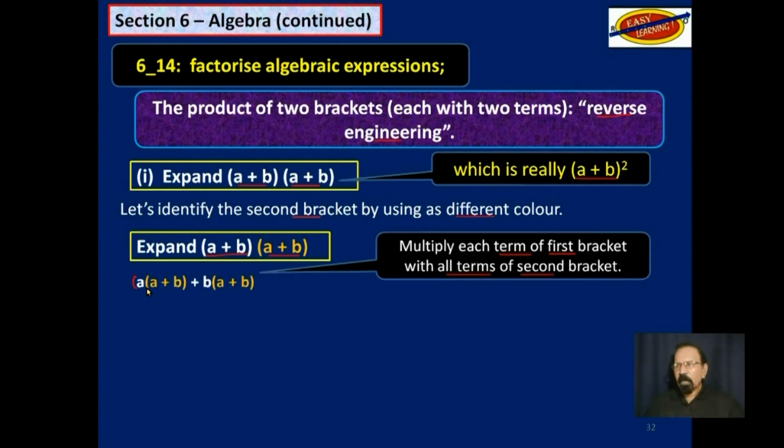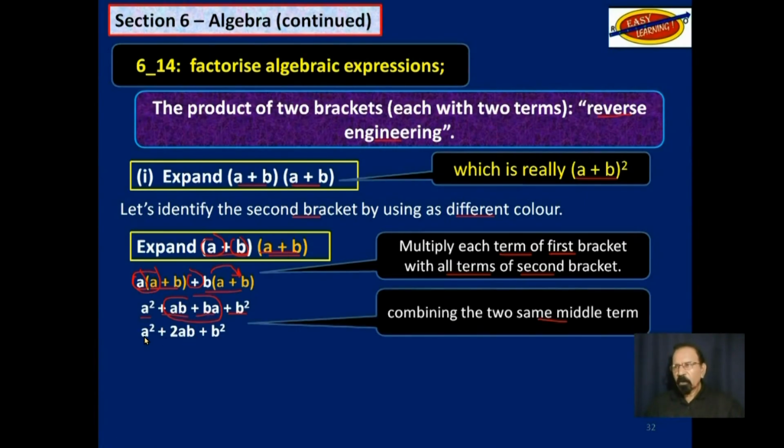So we get a, that's this a, multiplied by everything there, a plus b. And then we multiply b by everything there, which is this term. And there is a plus here. If we do that, we get a squared, that's this, plus ab, plus ba, plus b squared. We can combine those two terms in the middle there. And what do we get? We get a squared plus 2ab plus b squared.